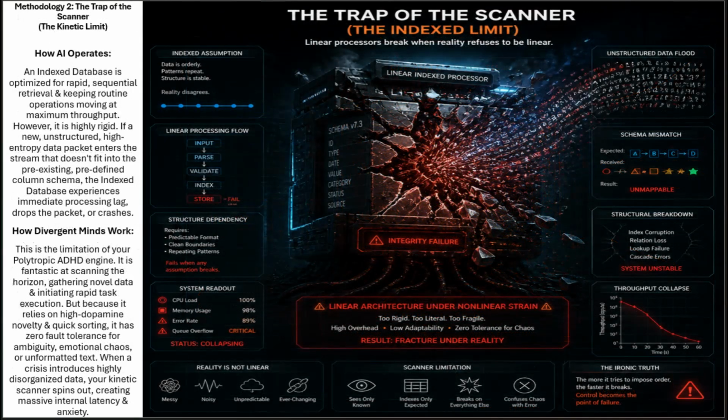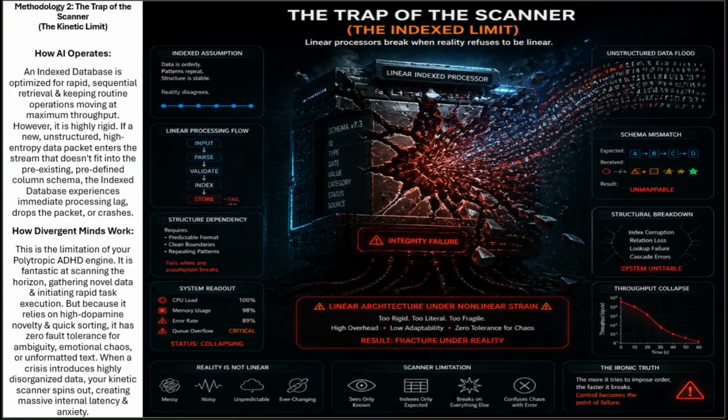Methodology 2. The trap of the scanner. The kinetic limit. How AI operates. An index database is optimized for rapid, sequential retrieval and keeping routine operations moving at maximum throughput. However, it is highly rigid. If a new, unstructured, high-entropy data packet enters the stream that doesn't fit into the pre-existing, predefined column schema, the index database experiences immediate processing lag, drops the packet, or crashes.